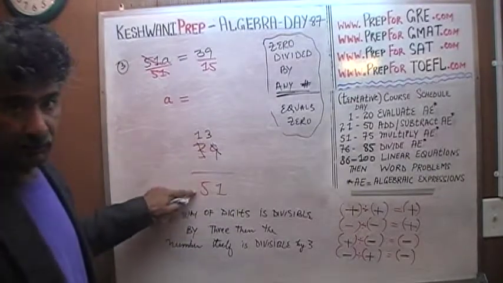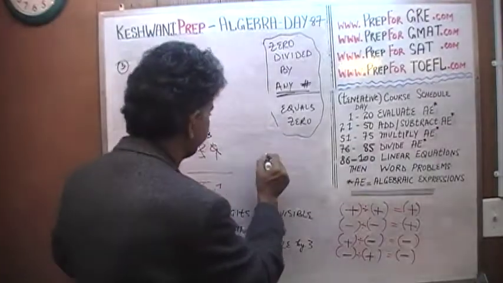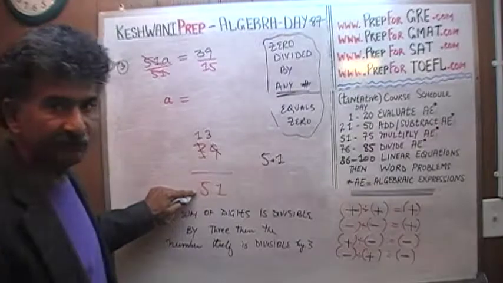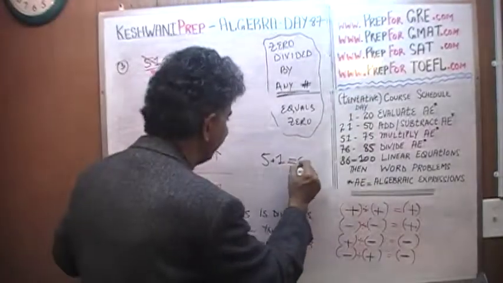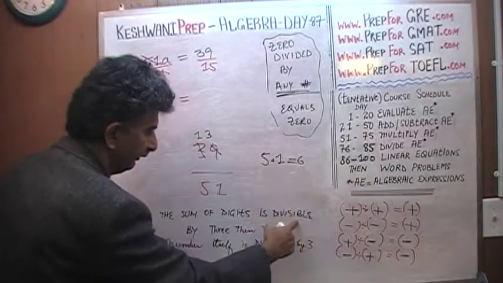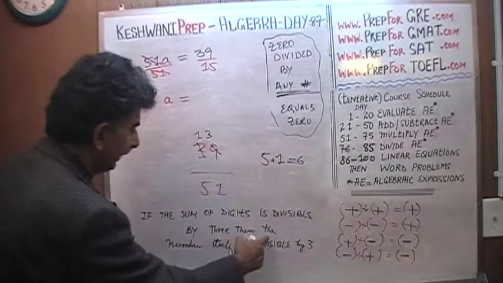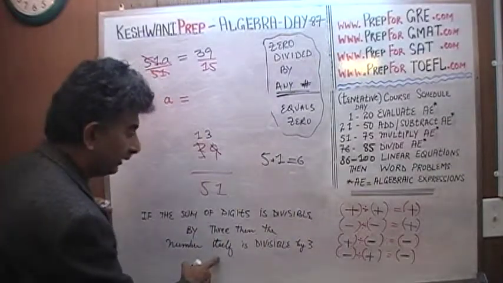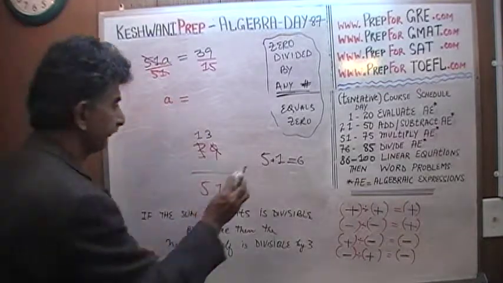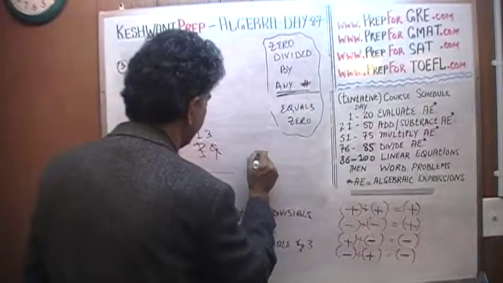Is 51 divisible by 3? Well, let's find out. 51, if you take the sum of the digits, is 6. 5 plus 1 is 6. And since the sum of the digits, which is 6, is divisible by 3, then 51 must be divisible by 3. We'll see it here. 51 is divisible by 3.